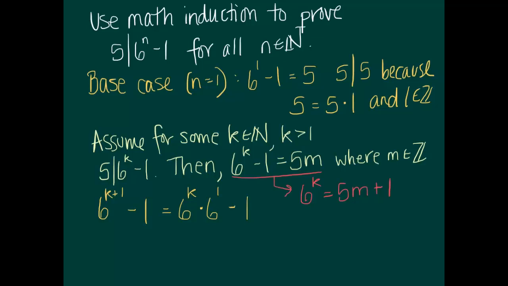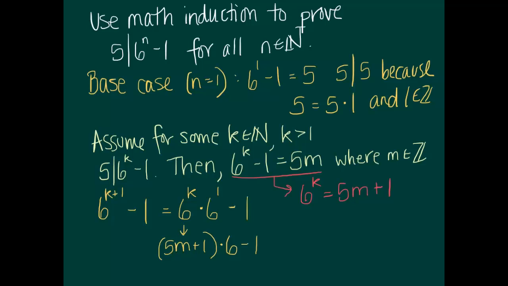Now it's in a more usable form because I can take that 6 to the k and substitute it in for this 6 to the k because I can use my induction assumption as truth. Well, 6 to the k is 5m plus 1, so I'm just going to rewrite this as 5m plus 1. Remember, m was an integer, times 6 minus 1.